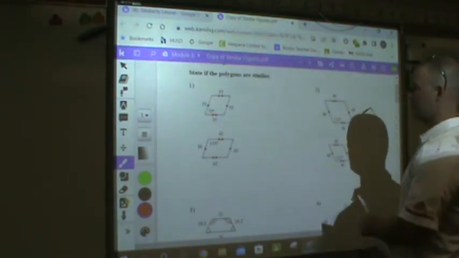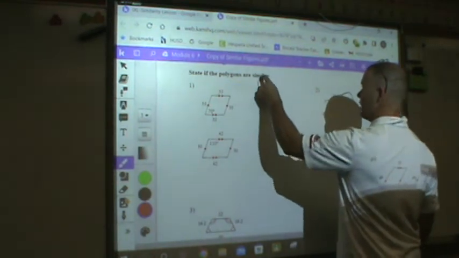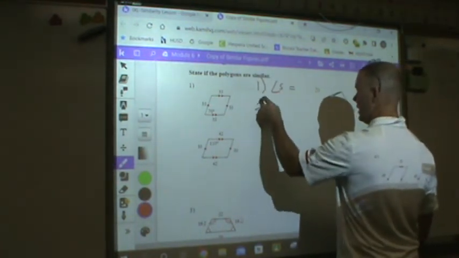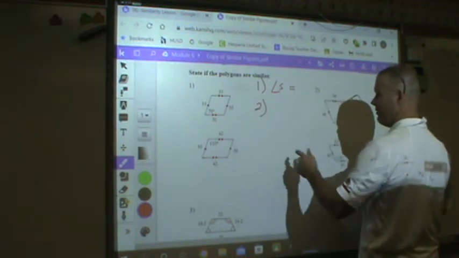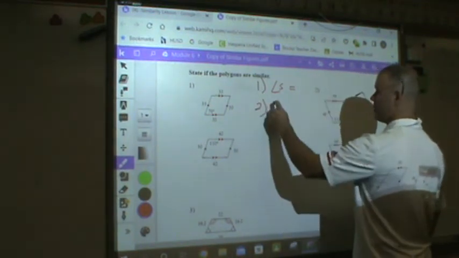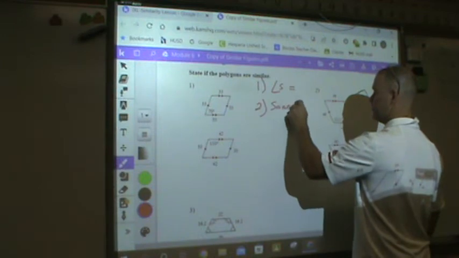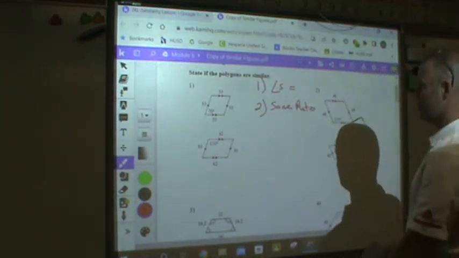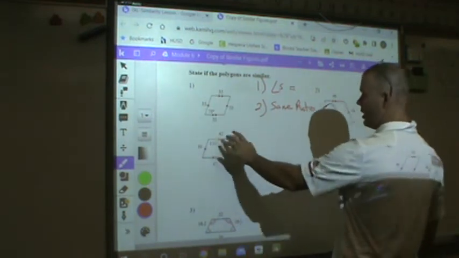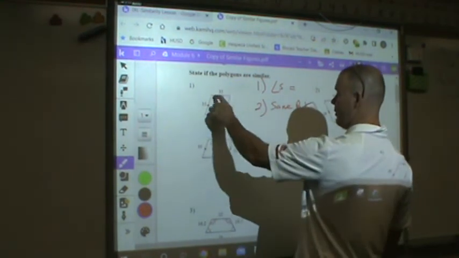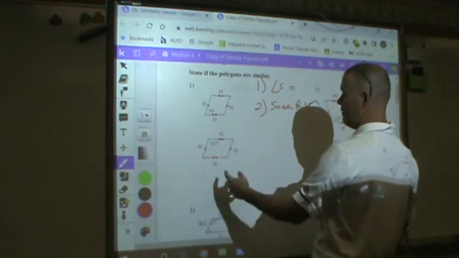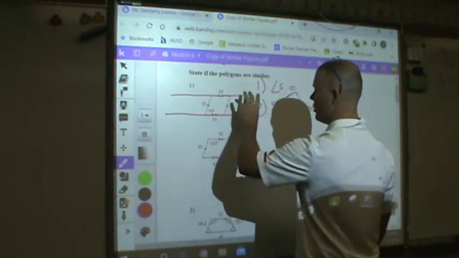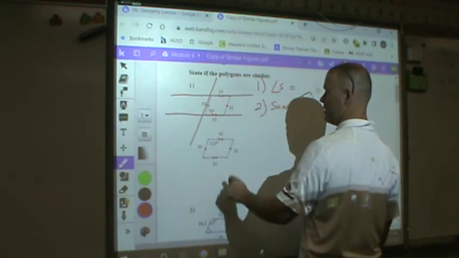State if the polygons are similar. Polygons are similar in 1 of 2 ways. 1, if the angles are all equal. And 2, if I have the same ratio for all sides. Okay, so does it meet the criteria? So I'm looking at this and angles. Well, remember the arrows indicate parallel. So if the arrows indicate parallel, that means that these two, top and bottom, are parallel, and here's my transversal.